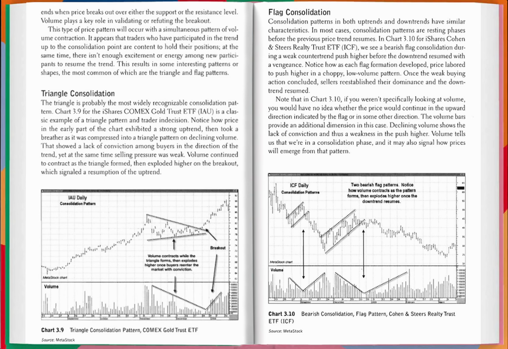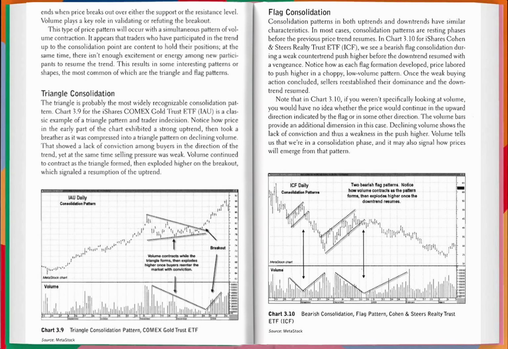That showed a lack of conviction among buyers in the direction of the trend, yet at the same time selling pressure was weak. Volume continued to contract as the triangle formed, then exploded higher on the breakout, which signaled a resumption of the uptrend.